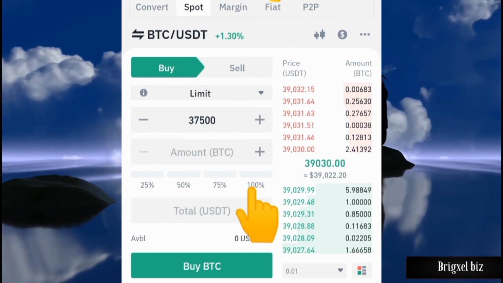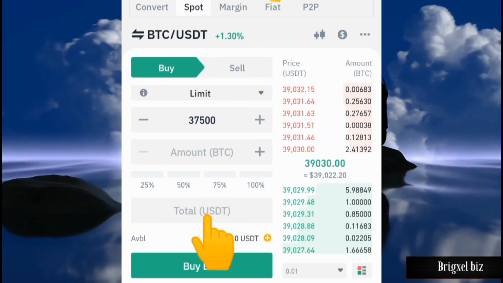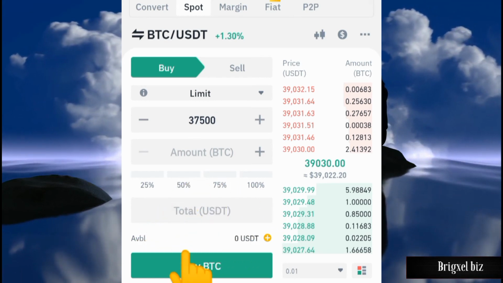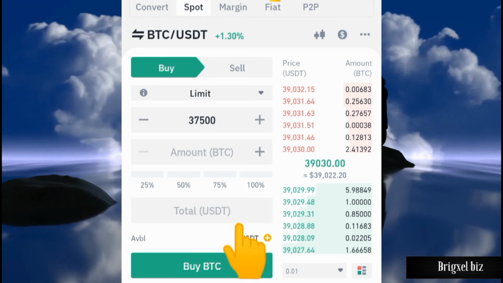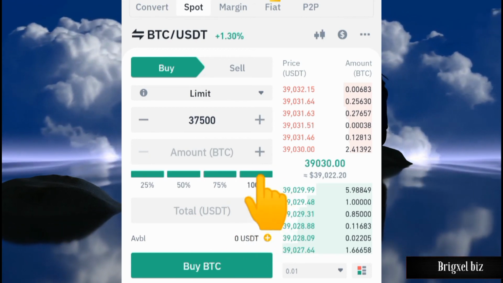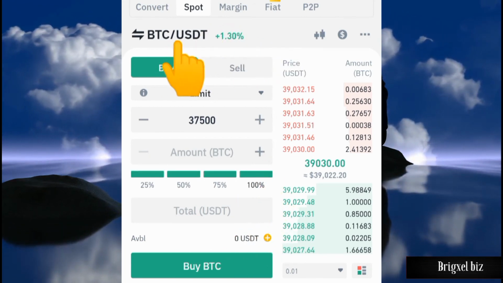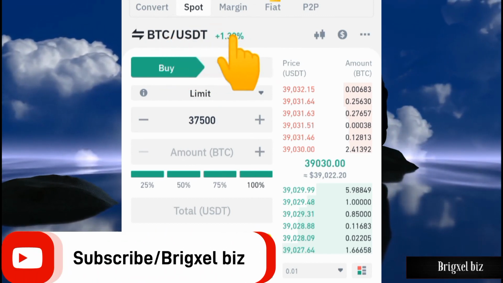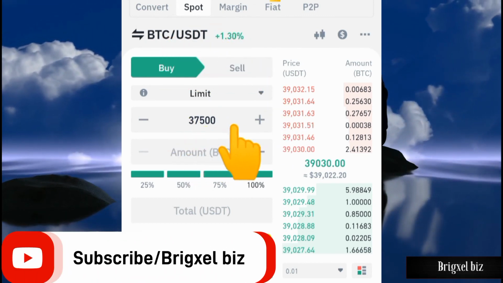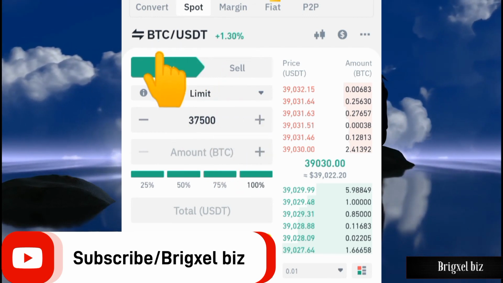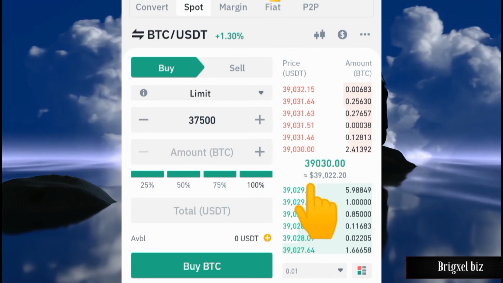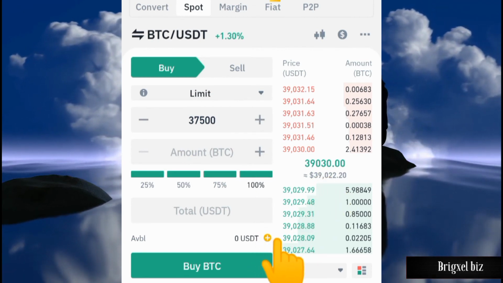If you want to use 50%, then you're gonna click on the 50%. Okay, so let's say we go with the 100%. That means 100% of all your USDT you're gonna use to buy BTC at this price. Now mind you, the price of BTC has not dropped to this. As at the time of filming, it is around $39,000. So that means from the prediction of the signal, the price is gonna hit this.